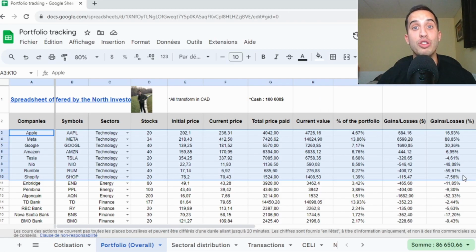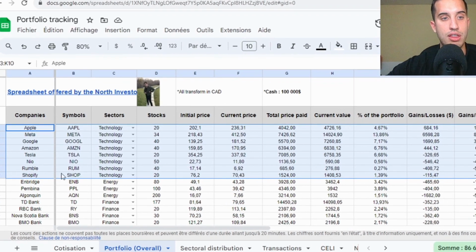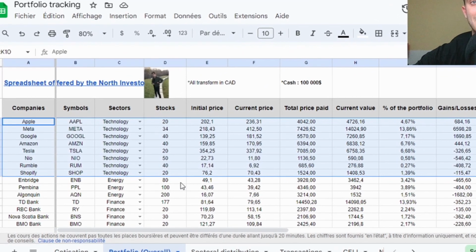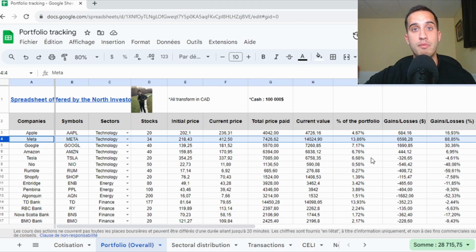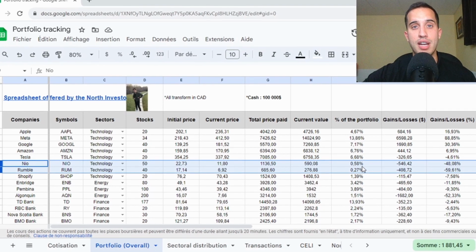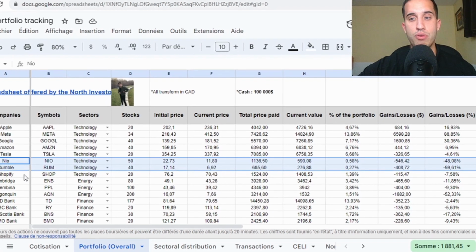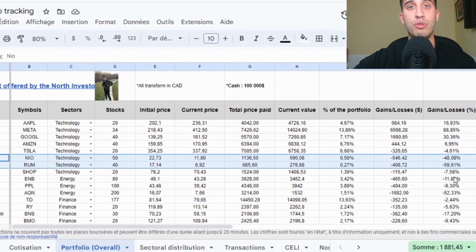After, when it comes to the technology sector, you can see that I have multiple great companies in it, such as Apple, Google, Amazon, Tesla. And more recently, I decided to also add the Shopify stock into this list. You can also see that over the last couple of months, I've been making a lot of great gains from the company Meta, where I've made close to 90% of return. But on their side, you can see that both Neo and Rumble have been doing pretty badly over that same period.